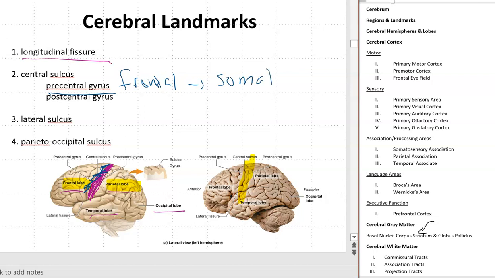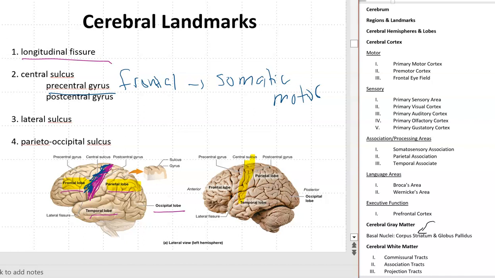In fact, if I say somatic motor, hopefully you remember that that means it's going to skeletal muscles. And so you'll see shortly that there are neurons, there are cell bodies in this gyrus that send information to every skeletal muscle in your body. So the frontal lobe, this gyrus is motor.